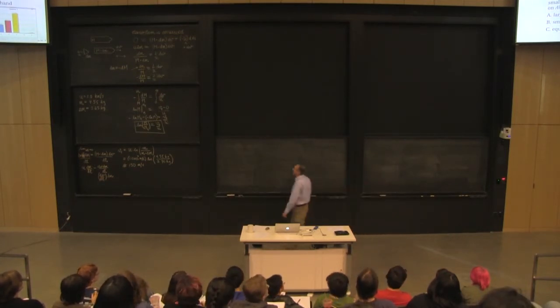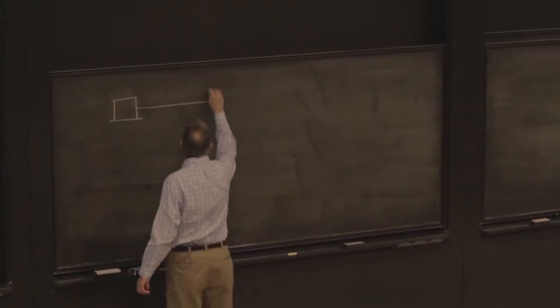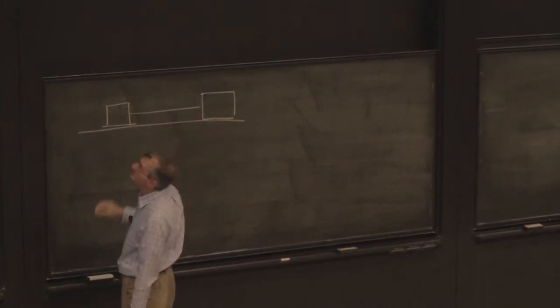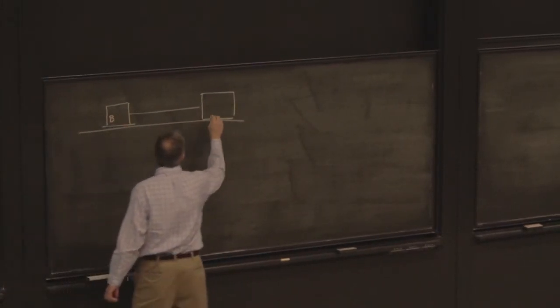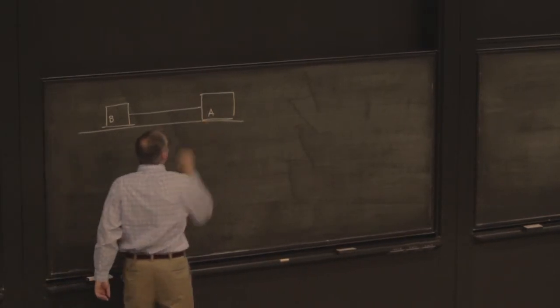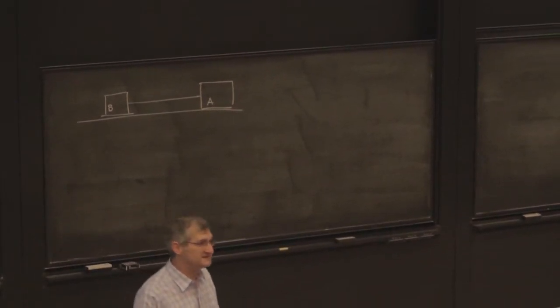Well, according to our recipe, we're supposed to be able to carve this thing up. I've got to get my labels right. This is B. And this is A. Okay, so there's my system, and now I want to isolate some part of it. Let me isolate the string.